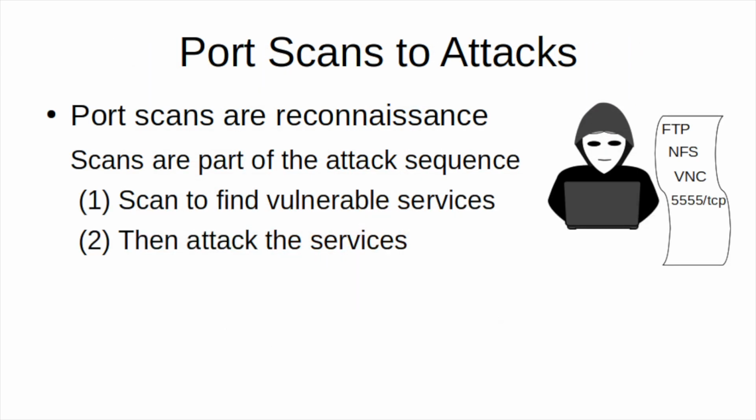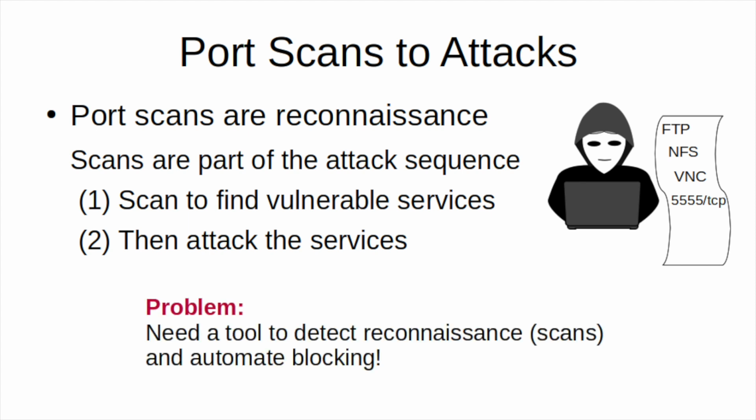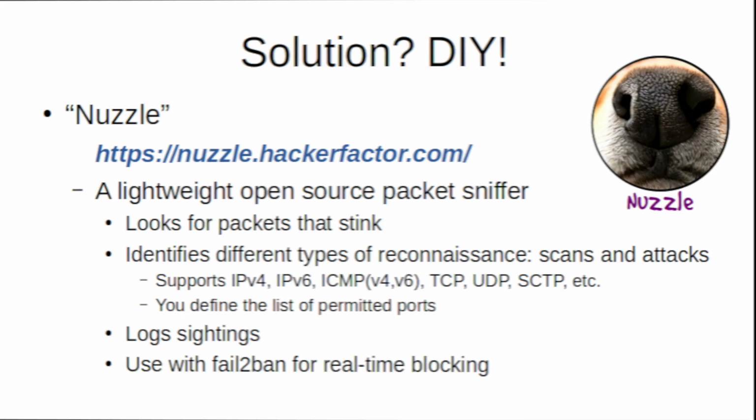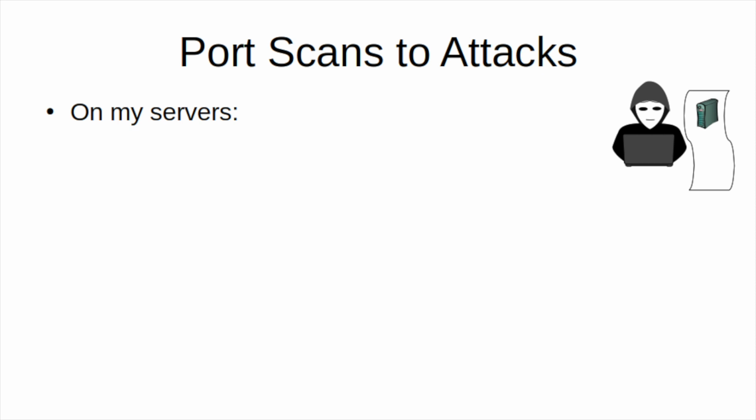The thing to remember is that port scans are reconnaissance. First, they scan to find vulnerable surfaces, then they attack the services that they find. I looked for open source solutions that could detect firewall scanning. However, I didn't find anything that did what I wanted, so as you can guess, I built my own. I call it Nuzzle. It's a fast, lightweight packet sniffer that I've released as open source code. Nuzzle can detect lots of different types of common reconnaissance scans and attacks, and it works well with tools like fail2ban for real-time blocking.